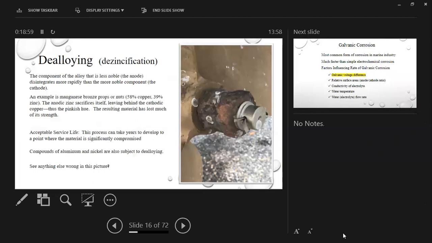Now, something interesting on this slide. Do you see anything else wrong with this slide as surveyors? The nuts are on backwards. Probably, according to most theory, those nuts are backwards, yeah.